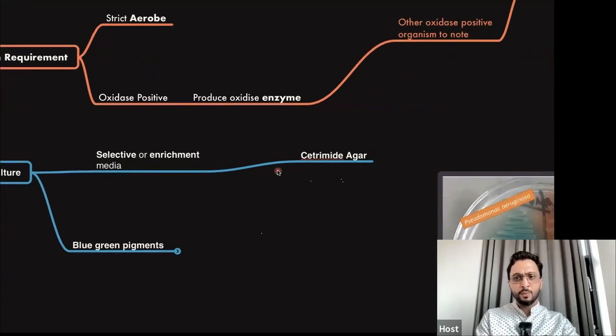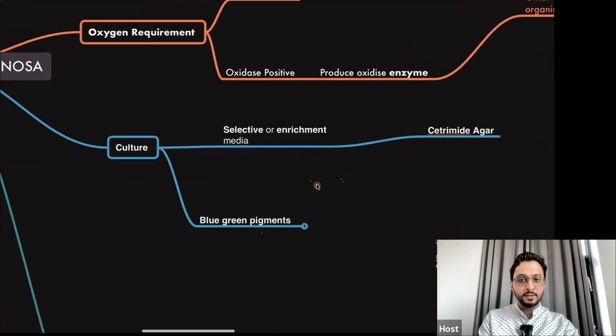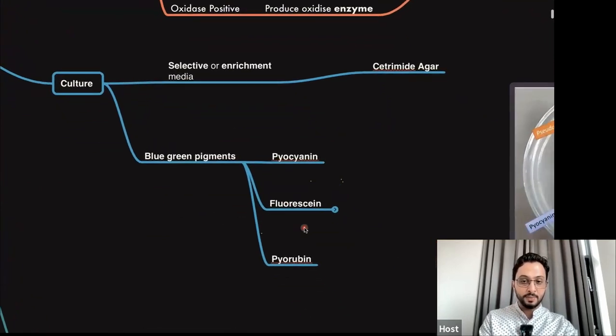Now this can itself be a question. Cetrimide agar is a selective media for Pseudomonas aeruginosa, they can ask you. Another thing is, when they are grown in the selective media, they will multiply and start producing pigments. This will help us identify that this bacteria is growing. They produce 3 kinds of pigments: one is pyocyanin, another is fluorescin, third is pyorubin.